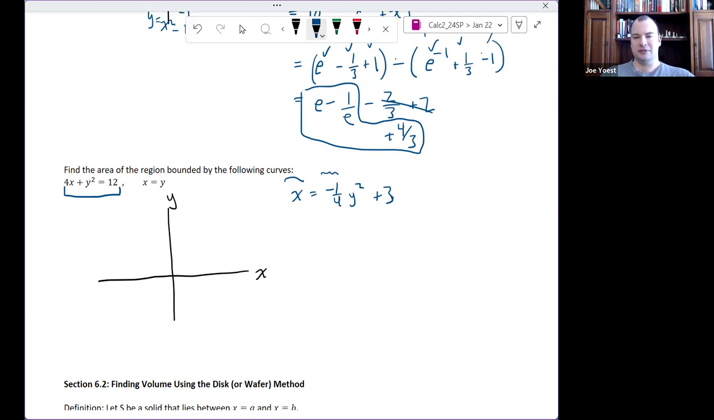So if we have y equals 0, so on the x-axis, then x equals 3. And I already have 3, 0. I've already got my variables backwards, but there we go. And then I see that when x is 0, when we're on the y-axis, we have y squared equals 12. So y is plus or minus root 12, or plus or minus 2 root 3.